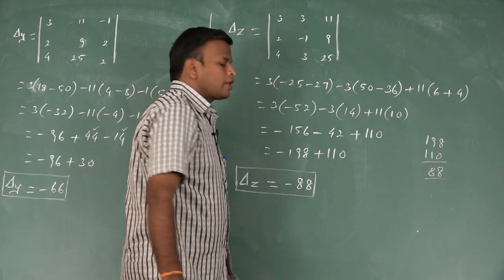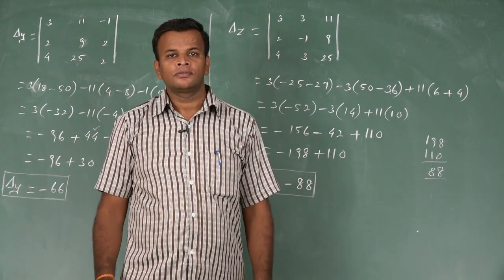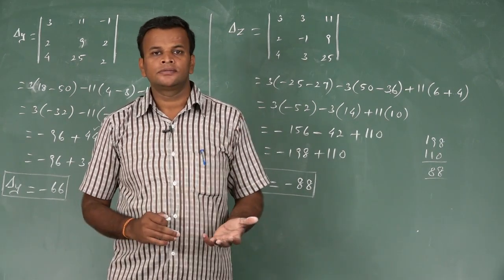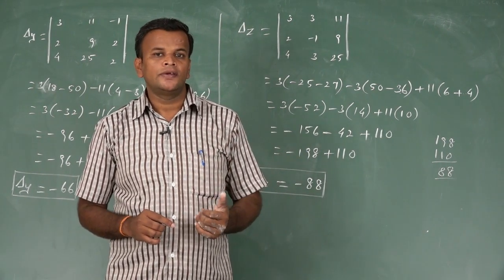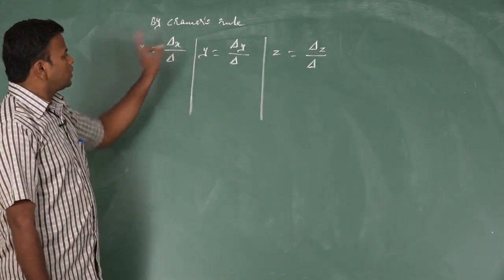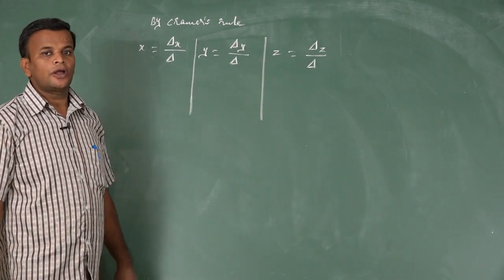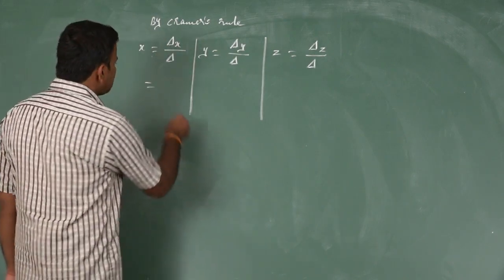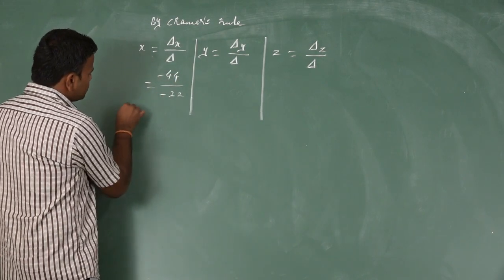Now we find x, y, z from del, del x, del y, del z. What is the next step? By Cramer's rule, we find the values of x, y and z. The formula to calculate x is del x by del, y is del y by del, and z is del z by del. Now we enter the values. The value of del x is minus 44, divided by the value of del, which is minus 22.